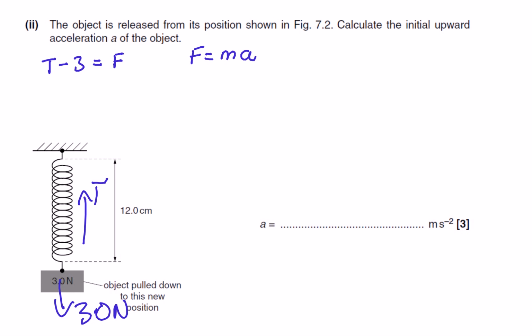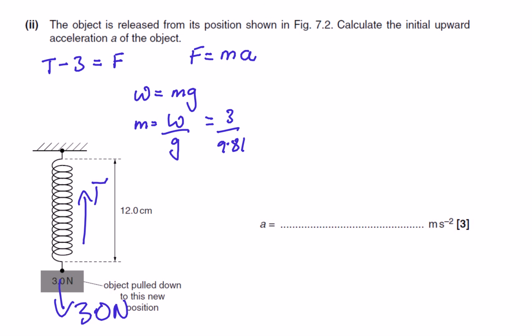And of course we don't actually know what the mass is, but we are told that the weight of the object is 3 newtons. So the weight of the object is the mass multiplied by g. So the mass is going to equal the weight divided by g. So that's 3 divided by 9.81. So there's the mass of our object. Now let's find what the tension is.